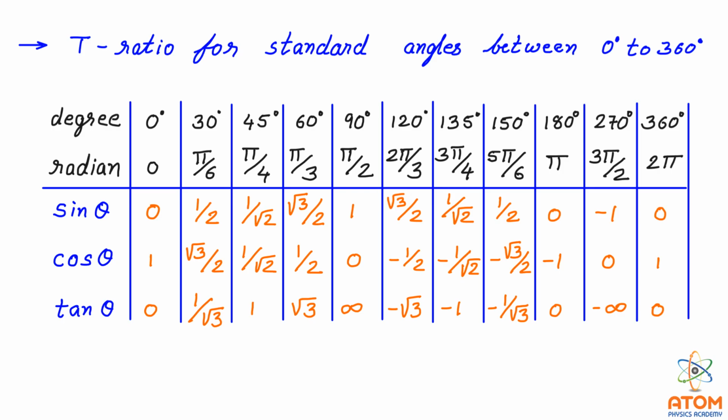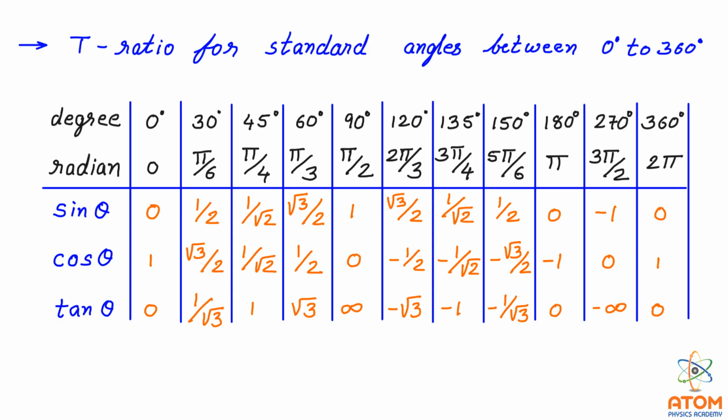Here we can also discuss the positive and negative sign of the values of sin theta, cos theta and tan theta, particularly for 180 degree and 270 degree. See, 180 degree is between the second quadrant and third quadrant. And in both the second and third quadrants, cos function is negative. That's why cos 180 is minus 1. The same way 270 degree is between the third quadrant and fourth quadrant, and in both the third and fourth quadrants sine is negative. That's why sine 270 is minus 1.